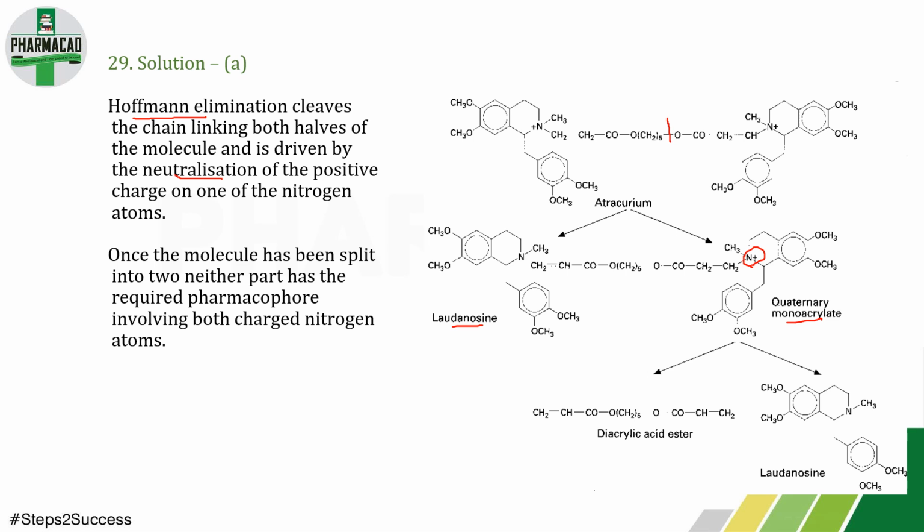So once the molecule has been split into two parts, the required pharmacophore, which is important for the activity, you can see it involves both charged nitrogen atoms. And hence we form diacrylic acid ester and laudanosine over here. So this reaction is Hofmann elimination.